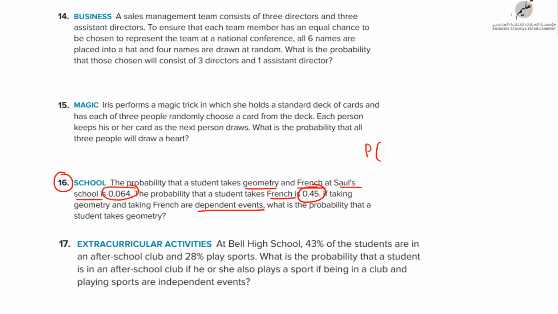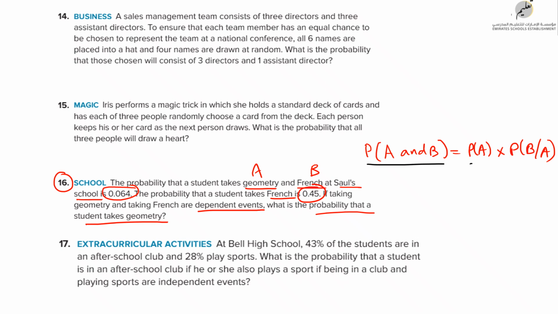So let's write the formula for dependent events, the multiplication rule. This is the formula. Now, what is the probability that the student takes geometry? Let's say that event A is that the student takes geometry, and event B is that the student takes French. Out of these three probabilities, two are already given to you, the two decimals. We need to find the third one: the probability that the student takes geometry, P of A.